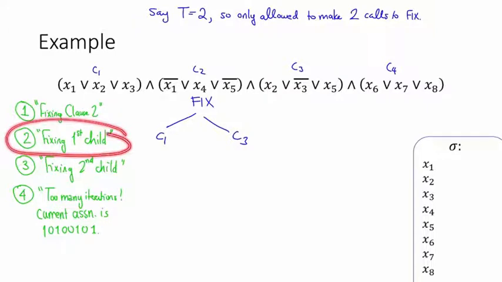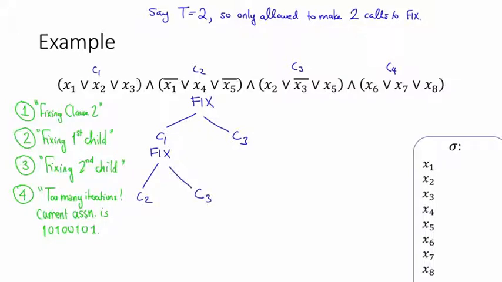The next statement was fixing first child, so I know that I must have recursively called fix on clause 1. Once again, I know that clause 1 shares variables with 2 other clauses, clause 2 and clause 3. The next statement was fixing second child, so I know that, okay, clause 2 must have been okay. I must have gone down here to look at the second child, clause 3. I know that I wanted to call fix on it, but the next statement is too many iterations, so I had to stop. At this point, I know that the assignment was 101000101. I'm just writing it down over here.